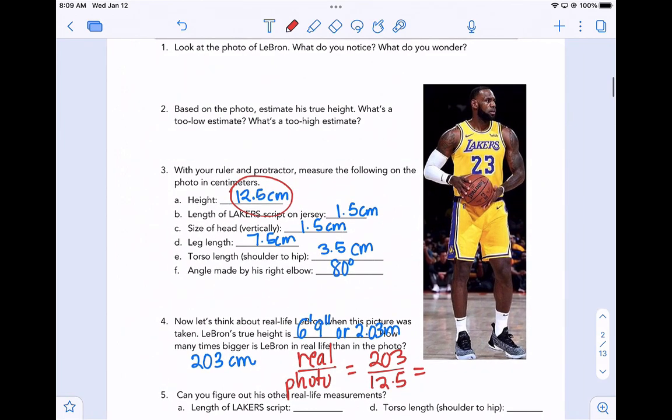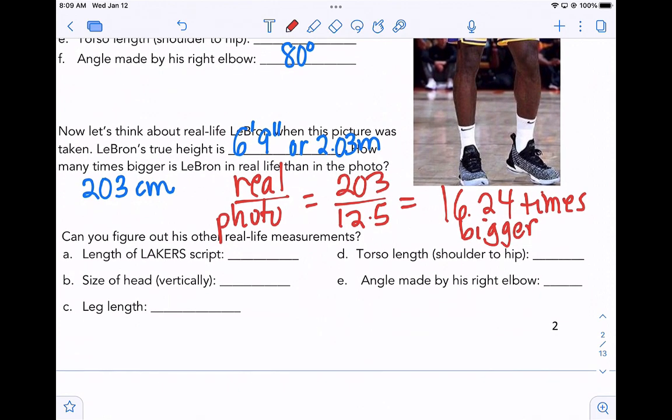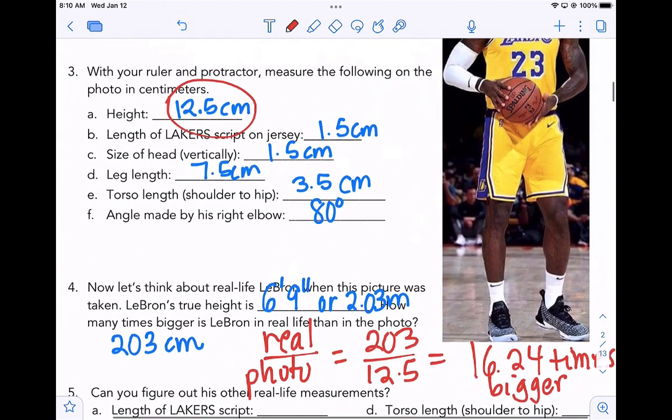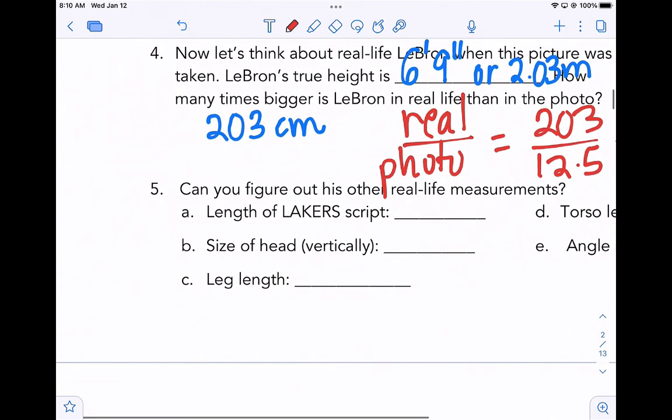So in taking a look at this photo, in real life he's 16.24 times bigger. So using that, it says, can you find out his other real-life measurements? For example, the length of the Lakers script. So if you multiply 1.5 times 16.24, we'll get about 24.36 centimeters.